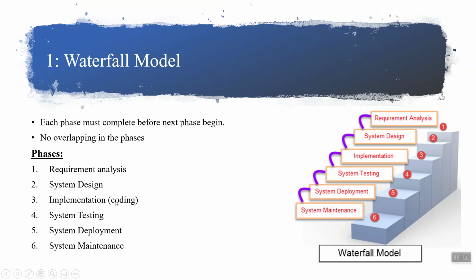The next phase is implementation. With input from the system design, the system is first developed in small programs called units, which are integrated in the next phase. Each unit is developed and tested for its functionality, which we refer to as unit testing. So this comes under implementation. The next is system testing. All the units developed in the implementation phase are integrated into the system. After testing each unit, post integration the entire system is tested for any faults and failures.